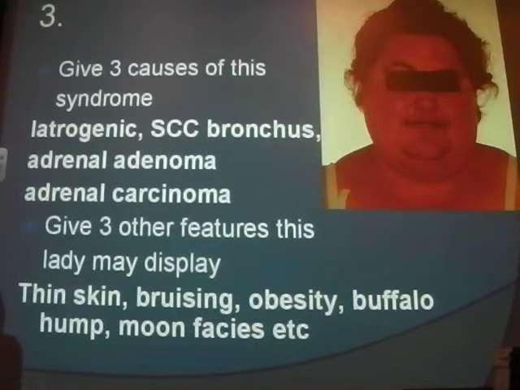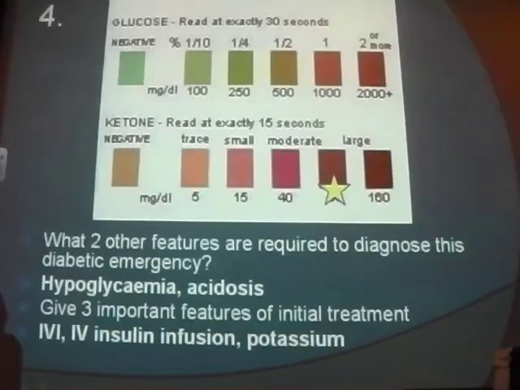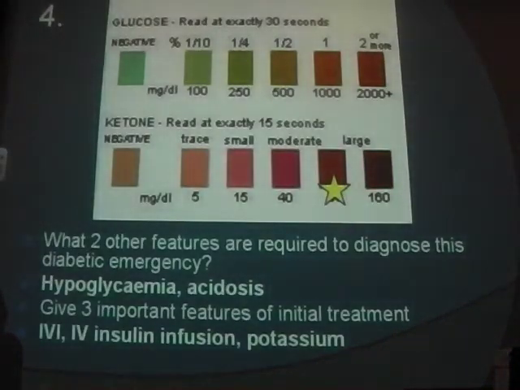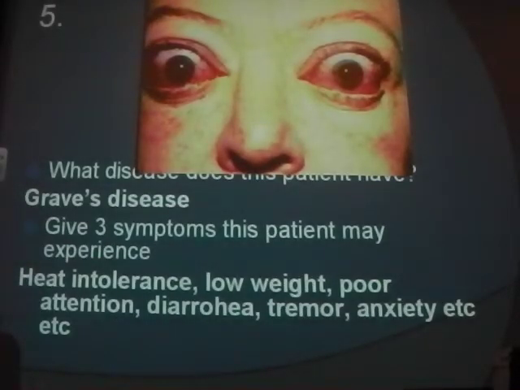She doesn't need that. So hyperglycemia and acidosis, along with this ketonuria, DKA. Fluids, insulin infusion, and potassium are the first and most important treatment of such. This is Graves' disease. Any other of the hyperthyroid type symptoms would have been good.